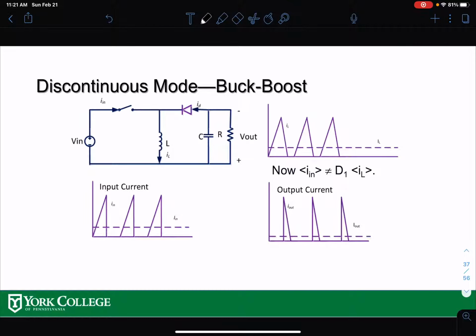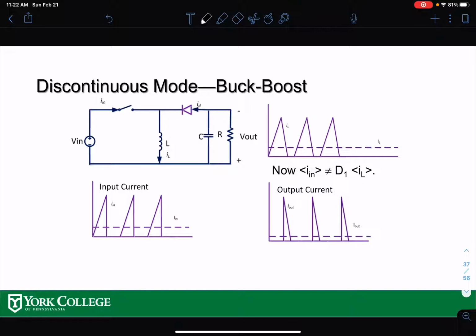All right. In this part, we're going to talk about discontinuous conduction mode. The first part we talked about buck boost converter, and the second part we talked about the critical conditions. Now we're going to talk about discontinuous conduction mode.